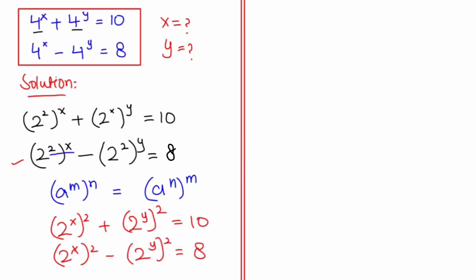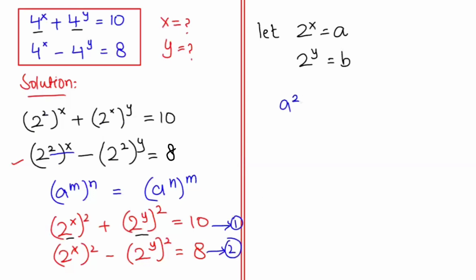Now we have 2 to the power of x and 2 to the power of y common here. So we are going to let 2 to the power of x be equal to a and 2 to the power of y be equal to b. So equation 1 and equation 2 turn into a square plus b square is equal to 10 and a square minus b square is equal to 8.